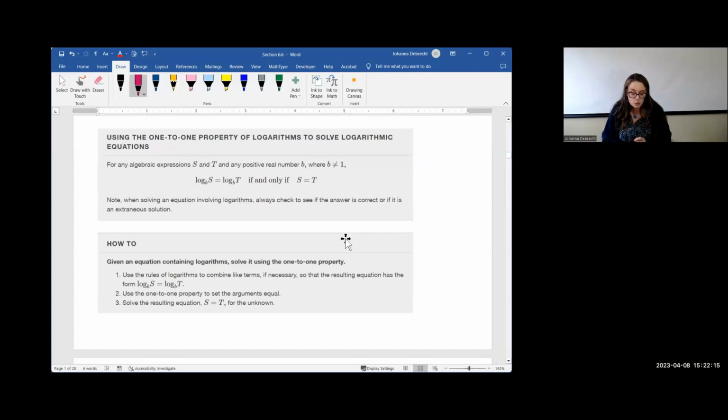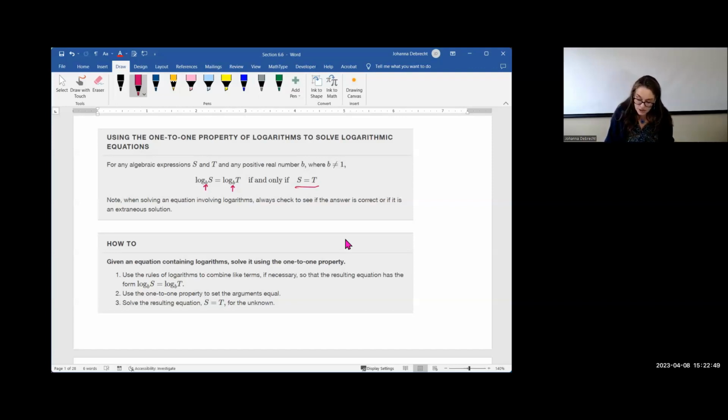We can also use the one-to-one property of logarithms to solve logarithmic equations. We can also solve those by combining all the logarithms together and then switching forms. It can be done both ways. When you apply this property, they both have to have the same base, which here is b. And if they're equal to each other, then the powers are equal and the bases are equal. And that means that the answers have to be equal. So we can solve a problem doing this method right here.